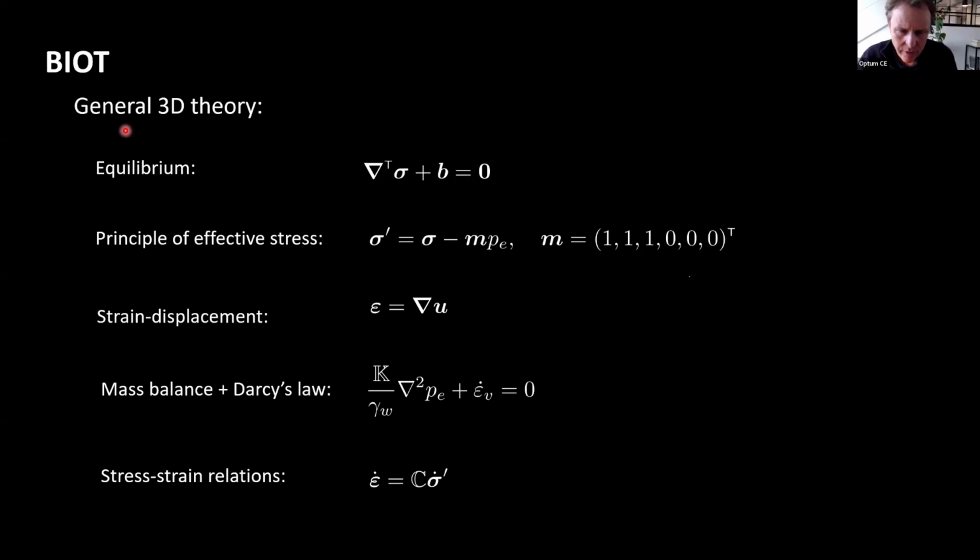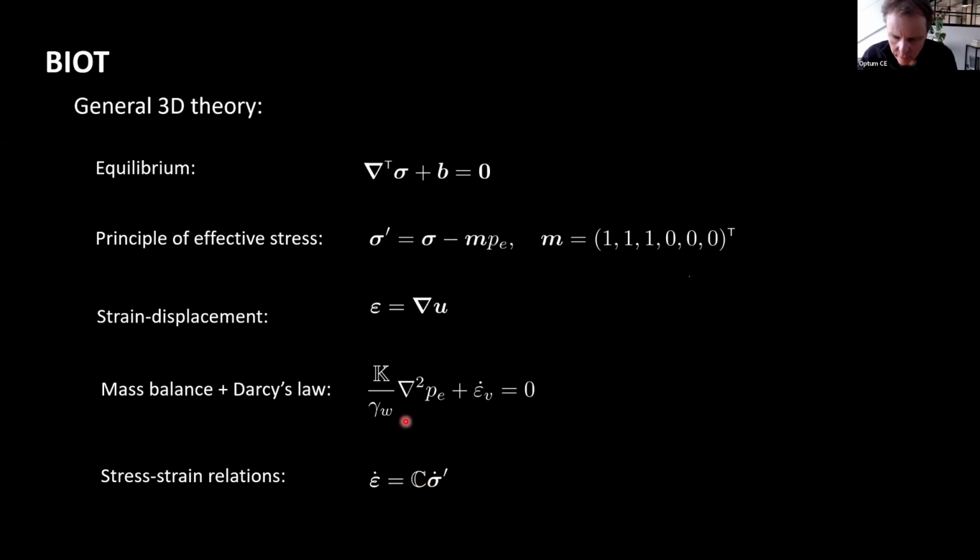And the equations are the ones shown here, and I don't want to make too much of a story about it, but just to say that it's kind of the usual equations. Equilibrium, we always have that. Then the principle of effective stress, that's also non-negotiable. Strain displacement relations, there's nothing unusual about those. And we need also some stress-strain relations. Something like this. This C here could be nonlinear, or it could be linear, it could be anything.